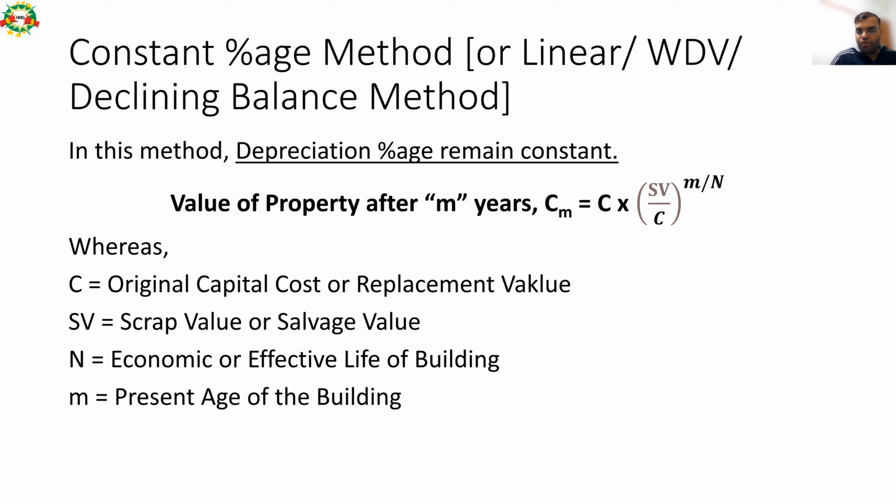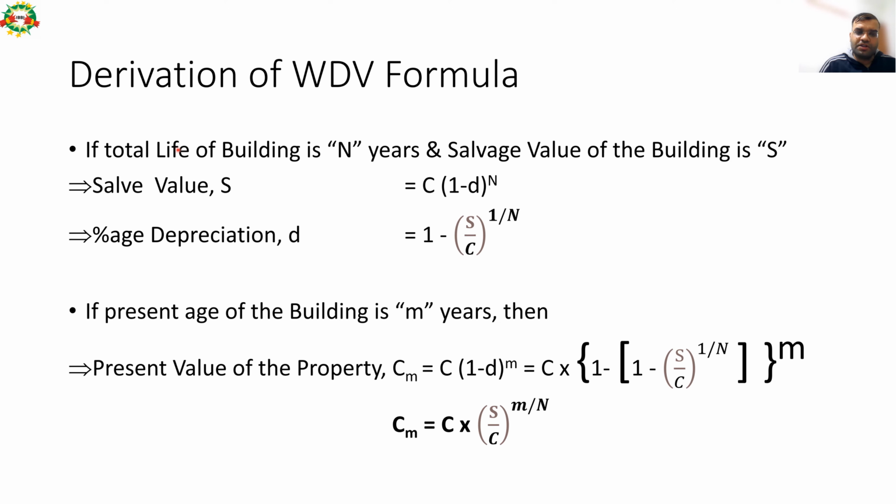Let us try to understand how we have derived this formula. If you forget the formula, you can derive it with logic in the exam itself. If the total life of the building is N years and the salvage value of the building is S, then using the compound interest formula we know S is equal to C, which is the initial value, capital value or RCN, multiplied by (1 minus D), where D is the annual depreciation, raised to power N. Using this formula we can calculate the annual percentage depreciation: D is equal to 1 minus (S divided by C) raised to 1 by N. So this is the annual depreciation.